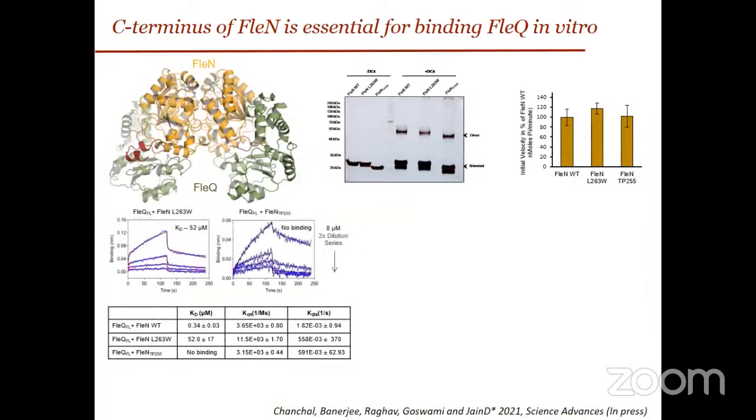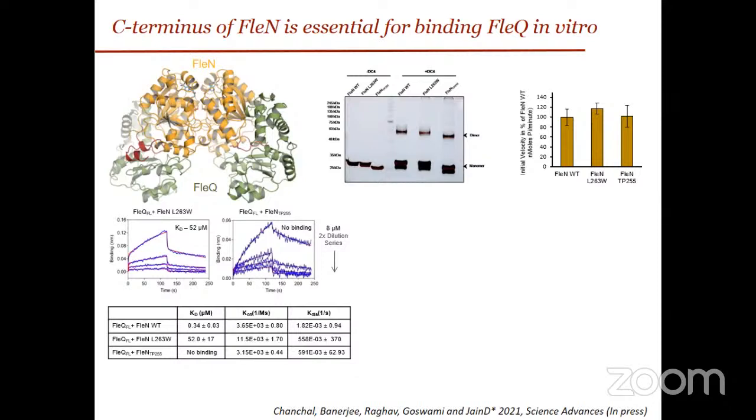Next, we wanted to validate all the structure data in vitro as well as in vivo. So this is the part of FLEN which became structured upon binding to FLEQ. It is shown here in red, these two helices. So we deleted this entire stretch. In addition to this, we also made a single point mutation, leucine 263, which we made into a bulky tryptophan, which is also on the interface. So if we introduce a big bulky residue at the interface, these two proteins should not interact. If we delete this part, which is forming major interactions, there should be no interaction.